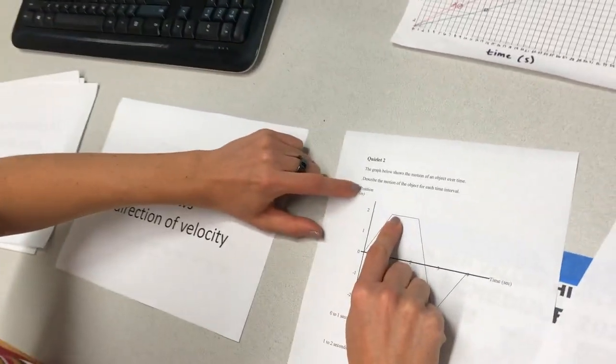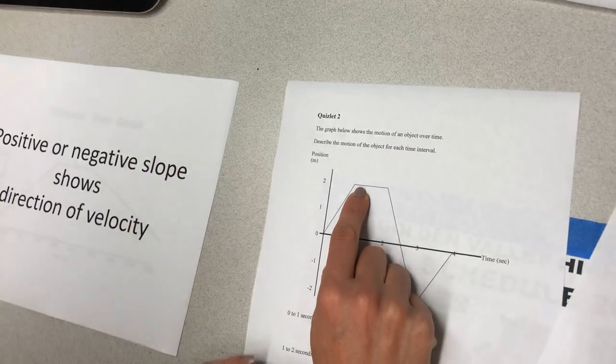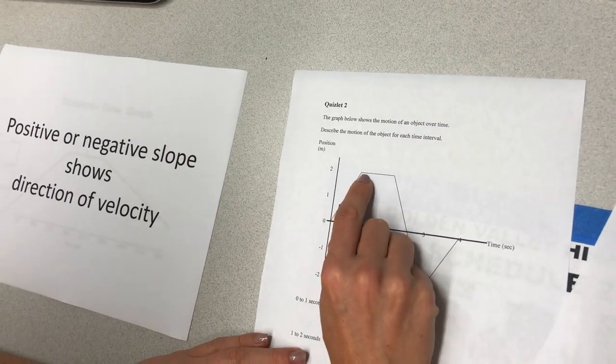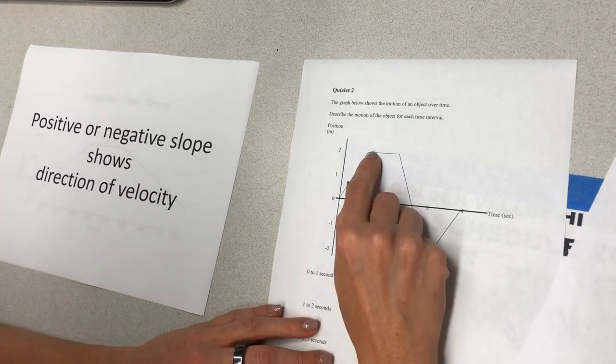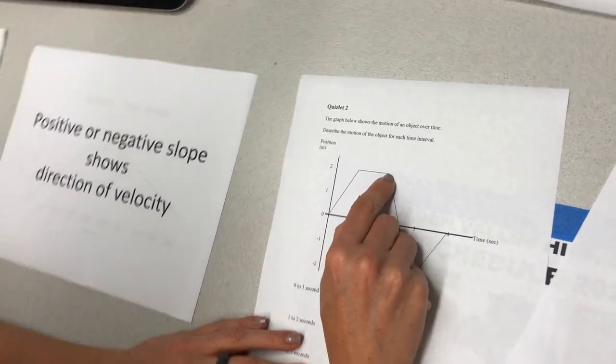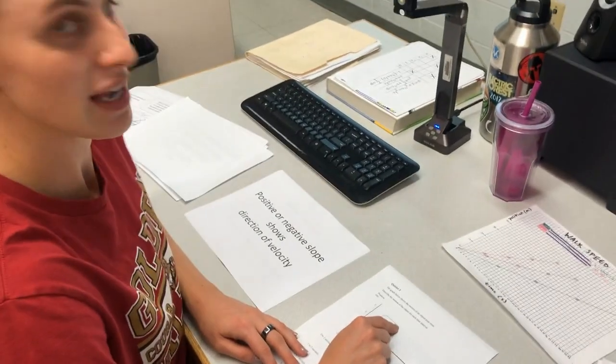Don't forget, we've got position over here, in meters. Direction. What's the slope in that next one? Positive looks like this way, negative's that way. Is it going either one of those ways? No, that's 0, isn't it? So it must not be moving.